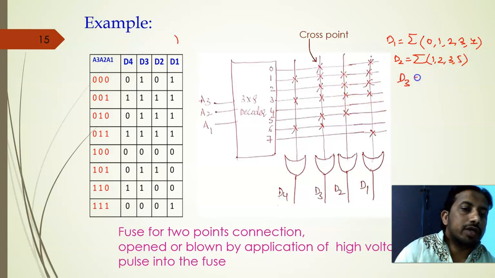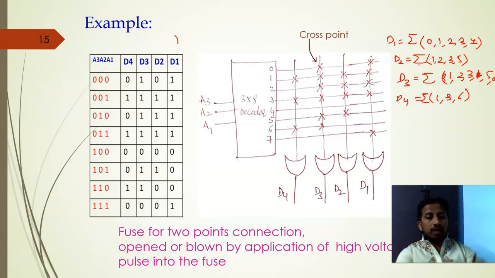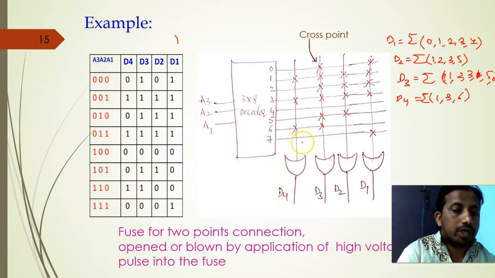When you go for D3, D3 is a summation of 0, 1, 2, 3, 4, then 5, 6, and 4 is not there. And D4 is a summation of 1, 3, and 6. So you can represent this one. Even if you have been given this, you can go for that. This is the simple way. The cross point is that this product term is being included over here.